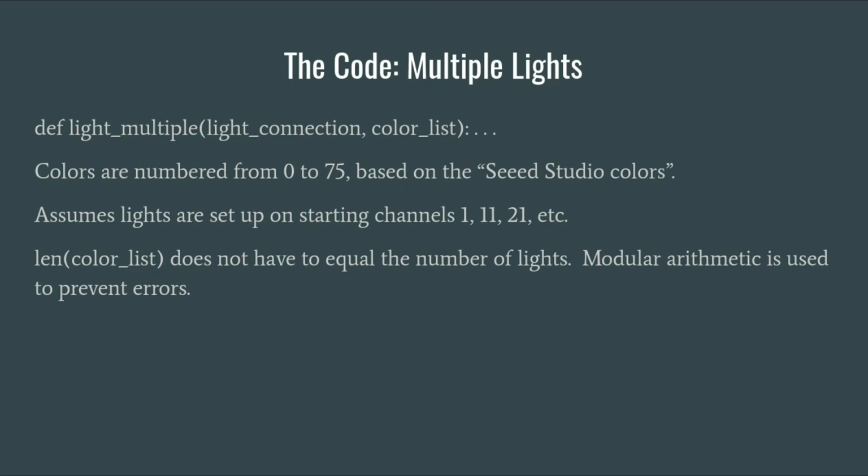The function light multiple is used to control more than one stage light. The function body is not shown here, but one can see that the second parameter is a list of colors. The colors used usually range from 0 to 75, a superset of the colors recommended for use with Seed Studio LED cubes. The assumption is that the lights are set to starting channels 1, 11, 21, etc.